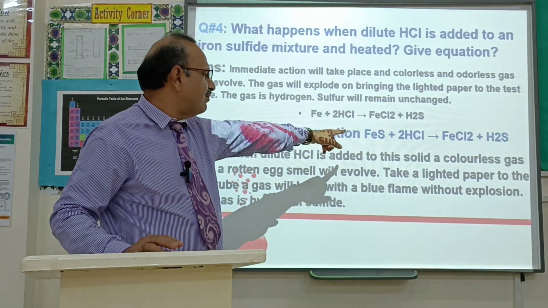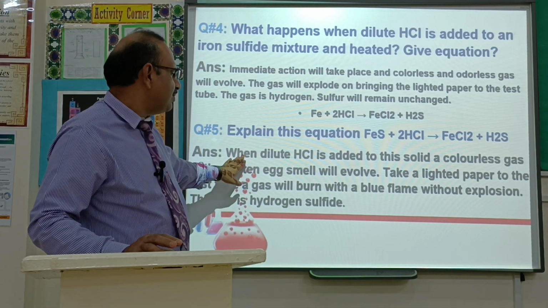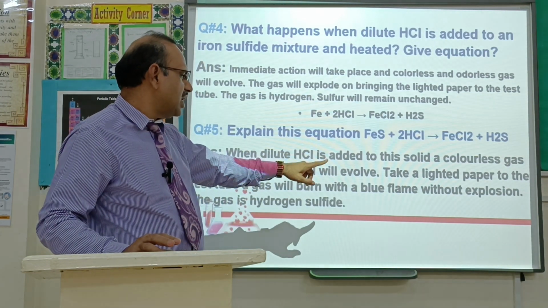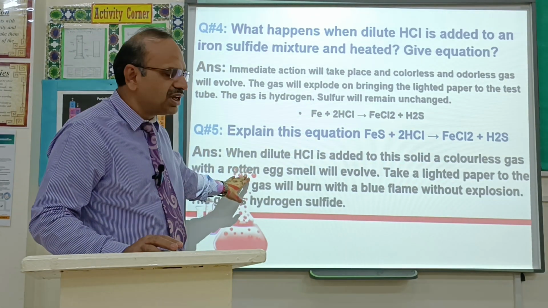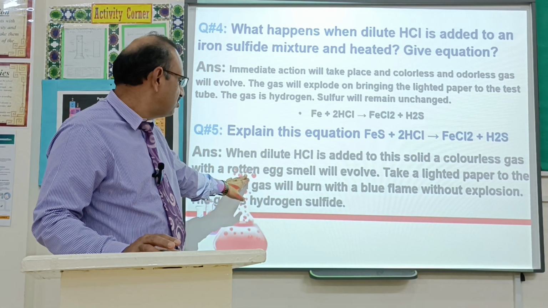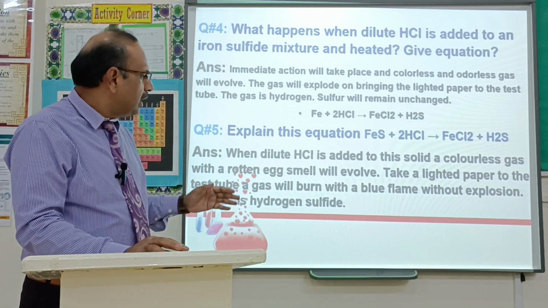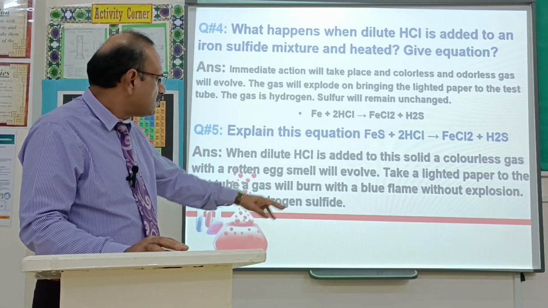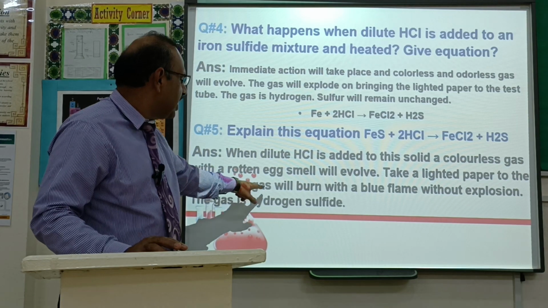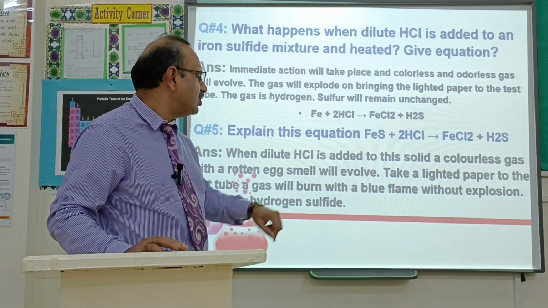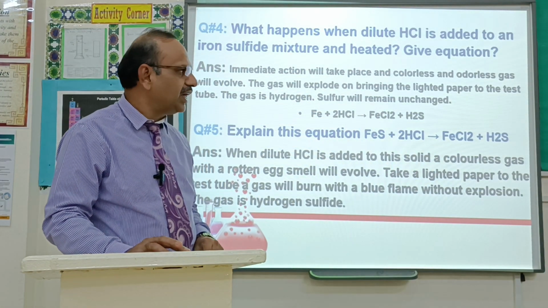Explain this equation like FeS if it is allowed to react with this one. So how you can explain? You can explain like when dilute hydrochloric acid is added to this solid, a colorless gas is produced and it has a rotten egg smell. It has very bad smell, H2S. And if you take a lighted paper to the test tube, the gas will burn with a blue flame without explosion. So this gas is the hydrogen sulfide H2S.